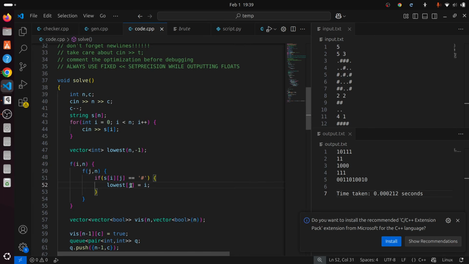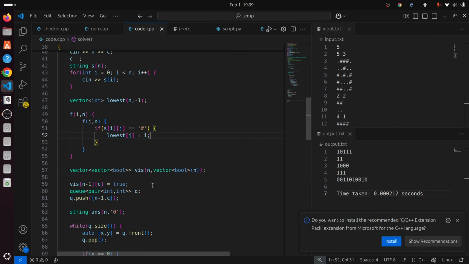So if there are multiple hashes in the column j, then the last value to be set would be the maximum value, because i is going from 0 to n minus 1. So this is how the lowest wall, as in numerically the highest, is computed, right?